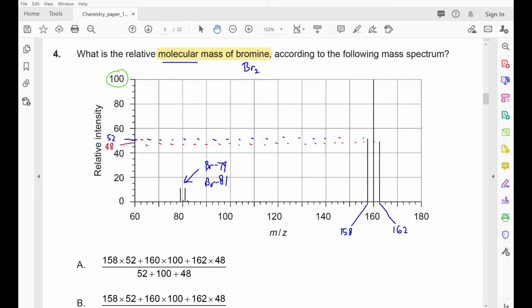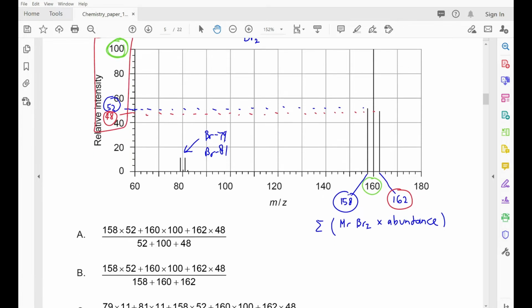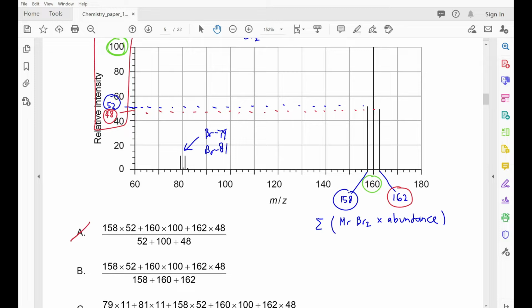So the molecular mass of bromine is just the sum of the mass of bromine times its abundance. So in this case, 148 times 52 plus 160 times 100 plus 162 times 48 divided by the total abundance. All right, the answer is A.